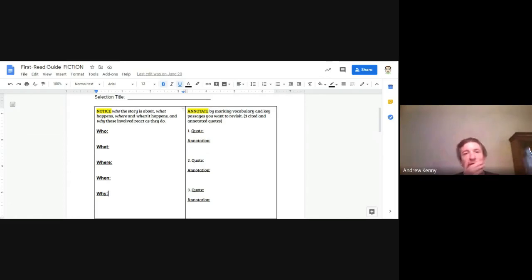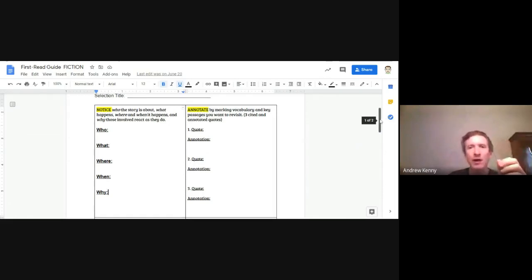So, for example, the first story that we read is called The Pit and the Pendulum. Why? We are reading this story because it gives examples of characters doing things differently when they are afraid, or it gives examples of characters who are really afraid and how that fear affects them. So that's why. So again, for the Notice, the top left, you're just giving a sentence describing who, what, where, when, and why. One or two sentences each, done.